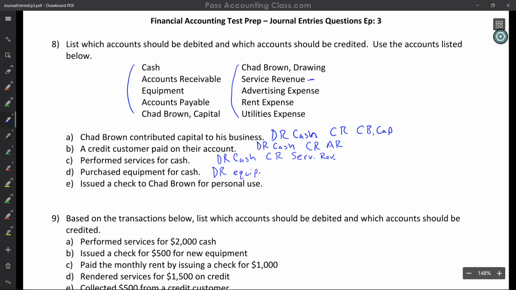And then for cash, we have less cash now than we did before. We decrease the balance of cash by crediting it. So we're going to credit our cash account.